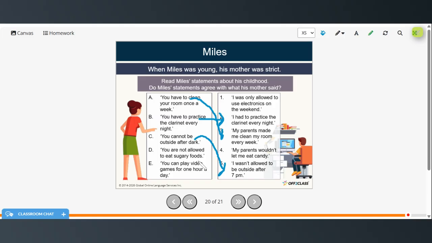You are not allowed to eat sugary foods. My parents wouldn't let me eat candy. You can play video games for 1 hour a day. Okay, so this one doesn't match. I was only allowed to use electronics on the weekends. It doesn't say just the weekends, just 1 hour a day.